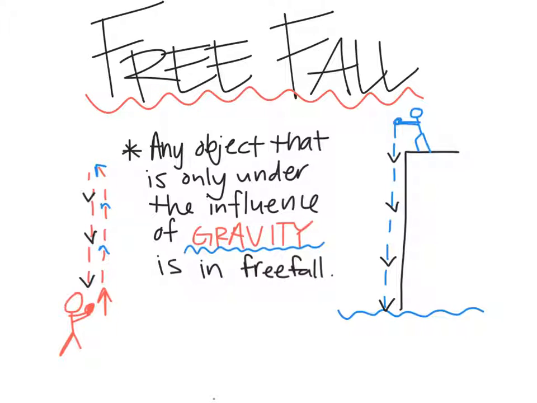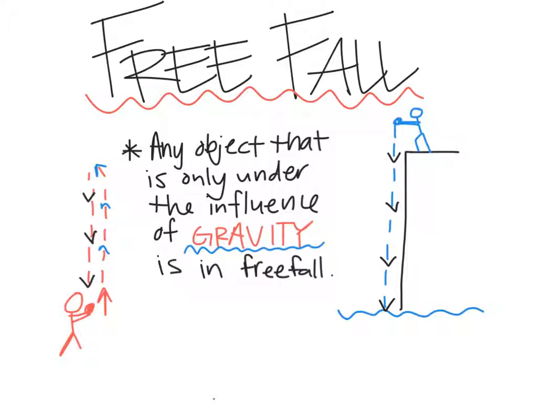So if we look at both of these, the object on the left is being thrown up, so even though it's not moving down, it's still in free fall because it's only under the influence of gravity this whole time until it gets back to the hand. That is, gravity is going to actually slow it down and then speed it back up. Likewise, this object over here is being released from rest, and immediately it's going to speed up.